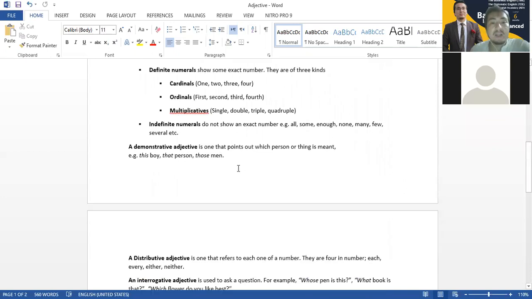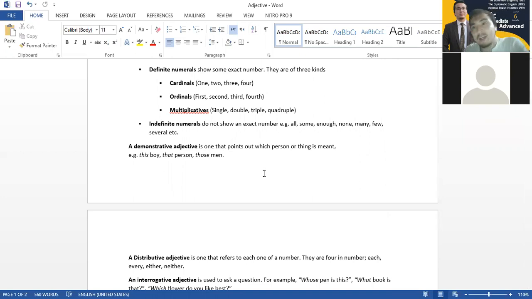Then the demonstrative adjective is used to talk about, it shows the position of anything. It helps to denote anything with the help of what? This, that, these, those. These are demonstrative adjectives.